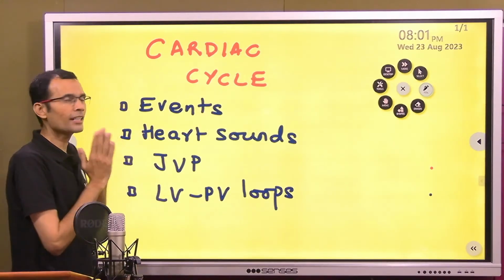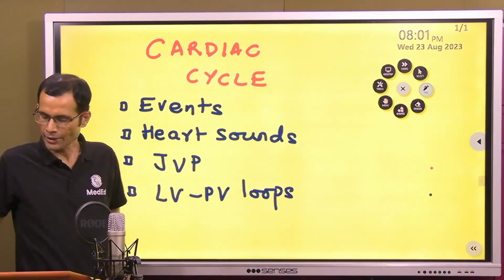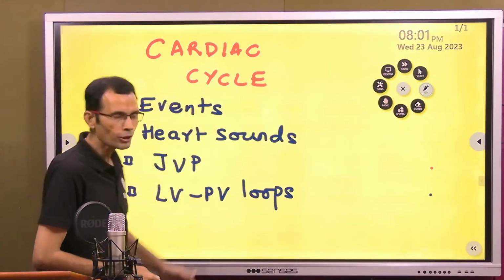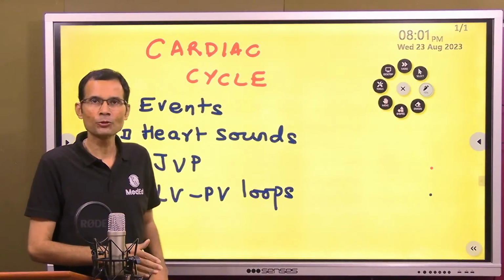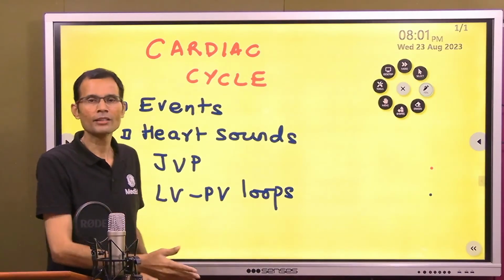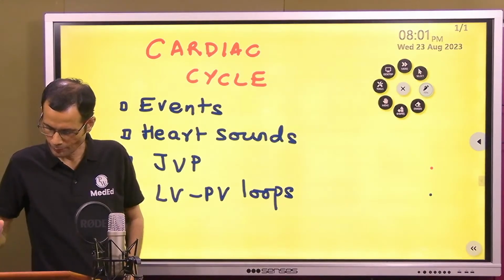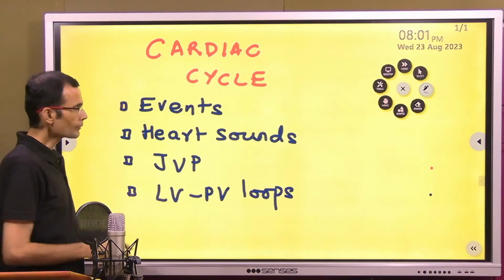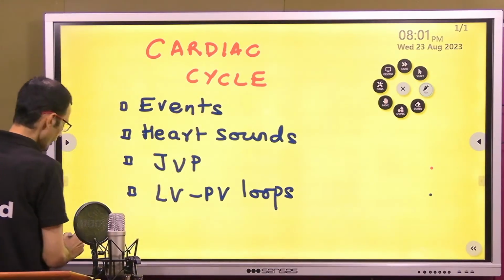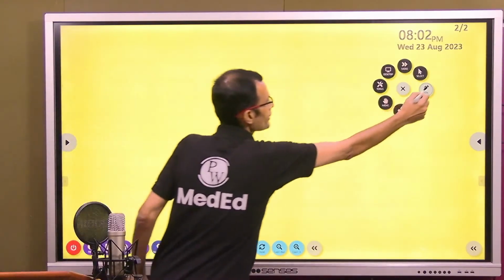Now, first thing, when I say cardiac cycle, it means these four things. And there have been MCQs in the recent past on all these. So we will start with those MCQs. I will ask an MCQ on each one of them, and then we will start the discussion. All right, let's have a look at the MCQs first. Events of the cardiac cycle. Let's have an MCQ on this.